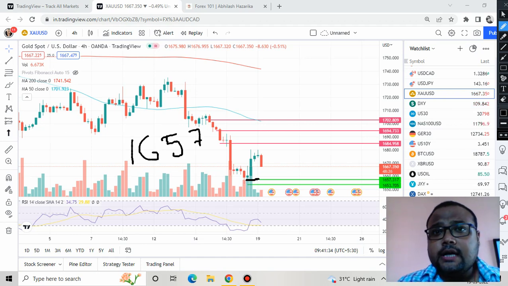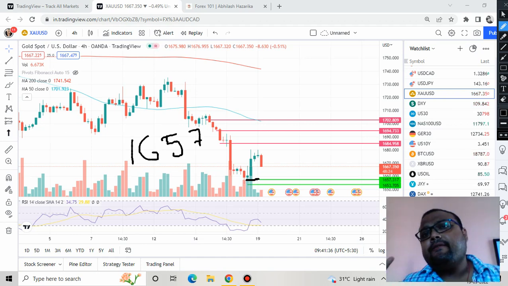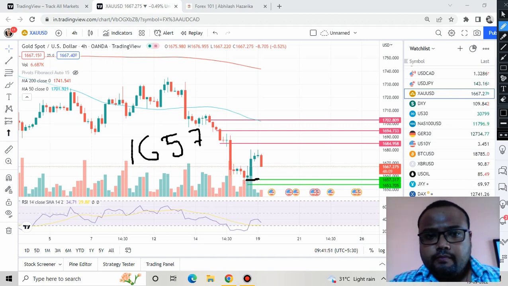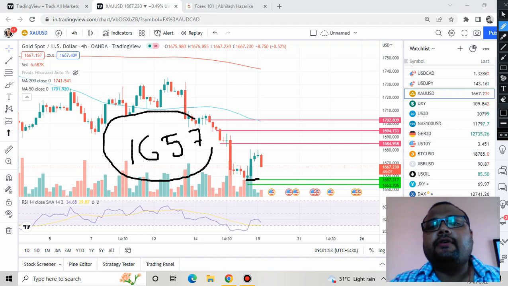1657 is the first support for the market, and as I have already stated, on the chart of gold, as the market is already bearish, we do not have any strong support. So please follow proper risk management and do your calculation. Do not gamble with your hard-earned money. I'm repeating again and again. So 1657 is the first level.